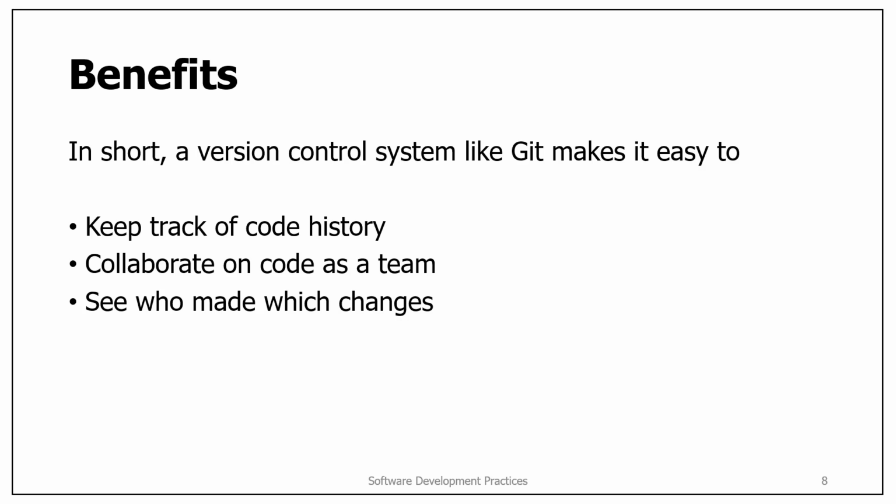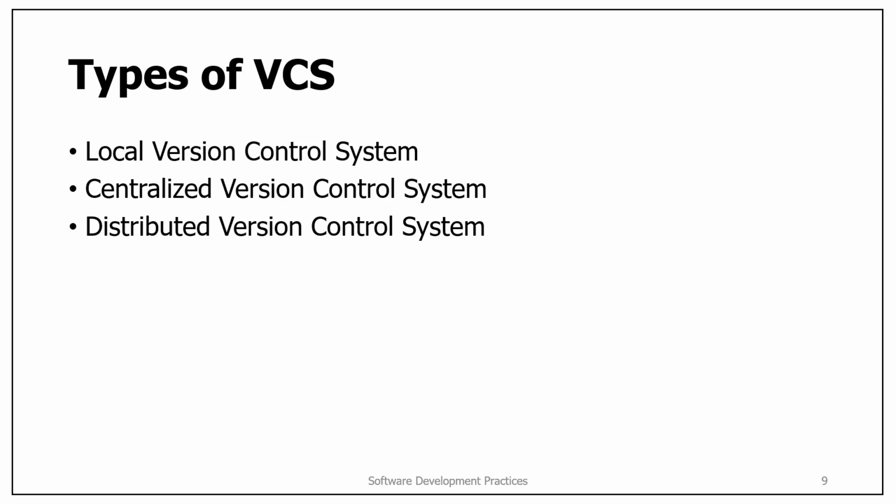Because in a software development team, many members will be collaborating among themselves and creating a software, right? So frequently many changes will be happening to that piece of software. Who has made the changes can be viewed by using this Git. And coming to version control systems, we have three different types. One is the local version control system, centralized version control system, and distributed version control system, right?